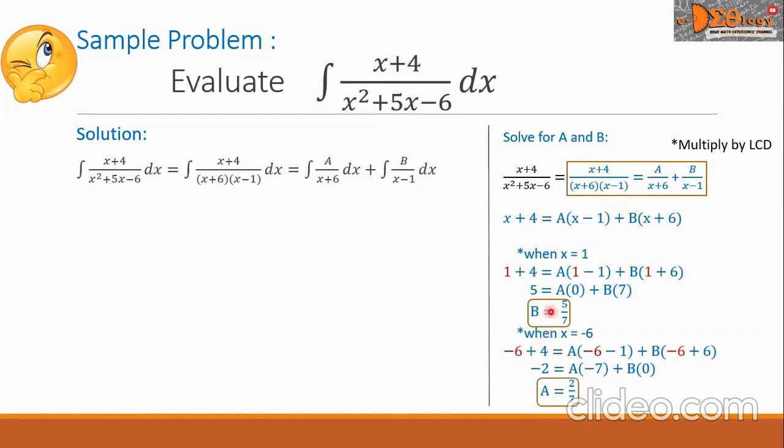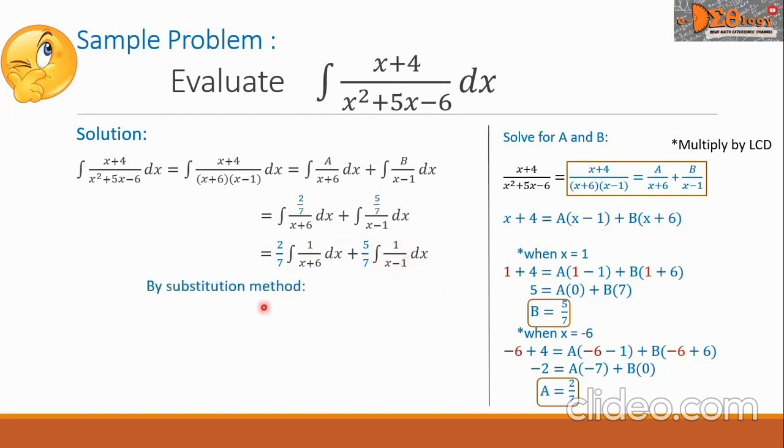From here, we are now ready to substitute the values in the integrals. Here we go. Since the values of A and B are constants, we can move them outside. So we'll have 2 over 7 times the integral of 1 over x plus 6 dx plus 5 over 7 times the integral of 1 over x minus 1 dx.